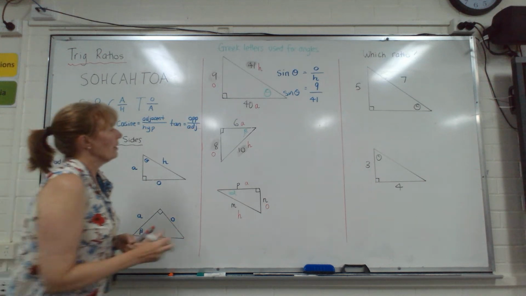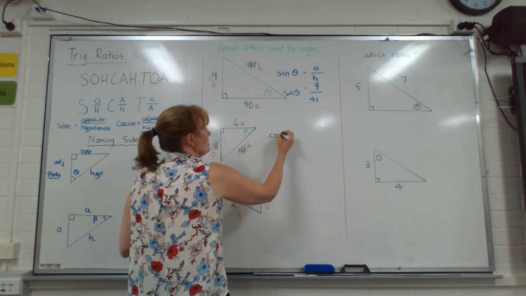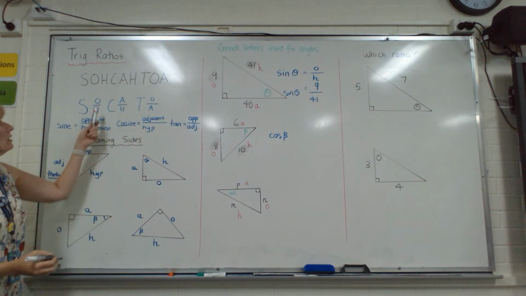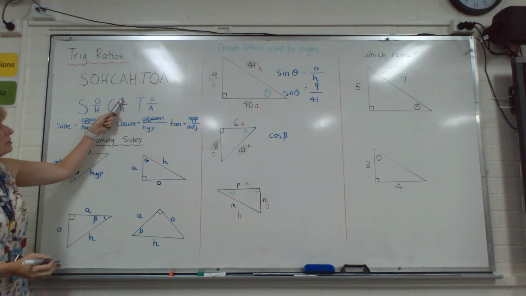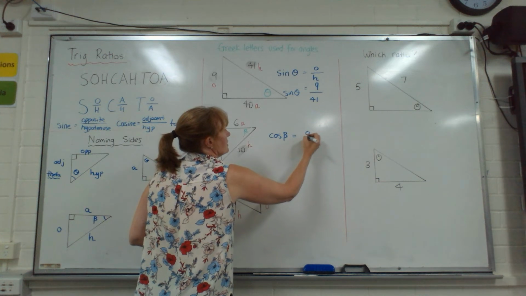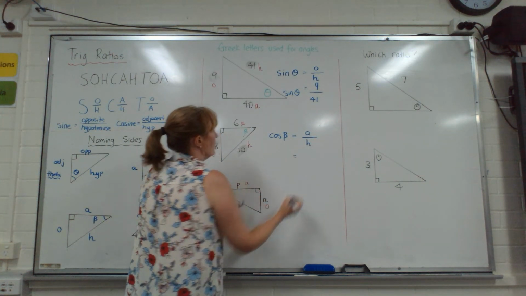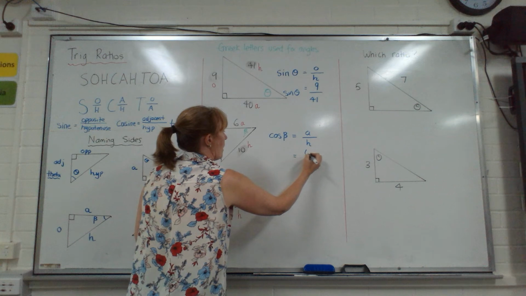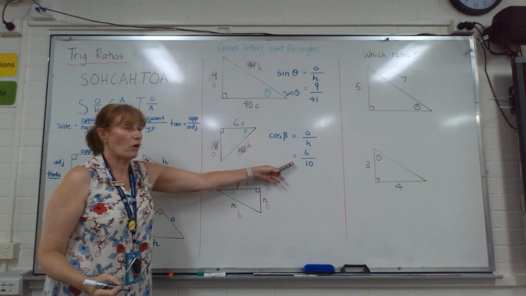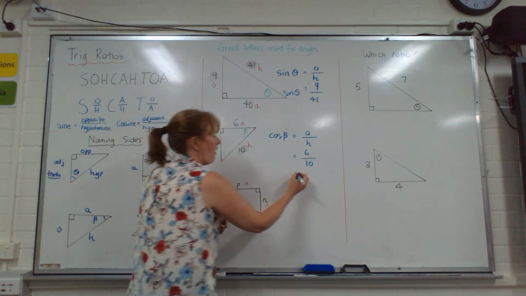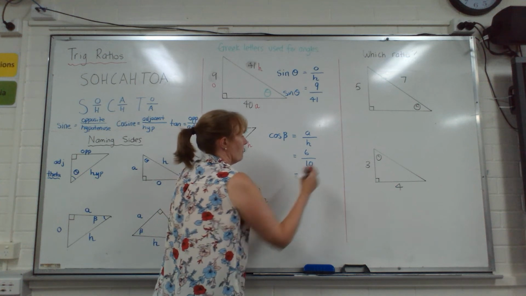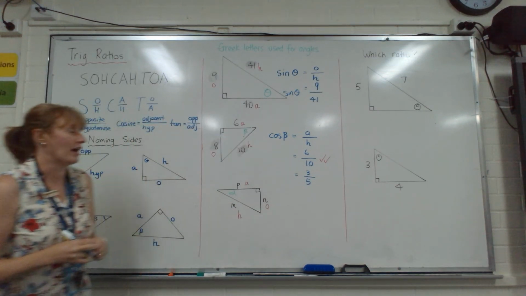Now, the next one, I asked you for the cos of theta. Well, we can look over to the SOHCAHTOA, and we see that cos is equal to the adjacent over the hypotenuse. So it's going to be equal to the adjacent over the hypotenuse, which is equal to 6 over 10. Now you can leave your answer like that, but you might also notice that this can be simplified. So we can simplify this to be 3 over 5. But this answer is perfectly fine for us at the moment.